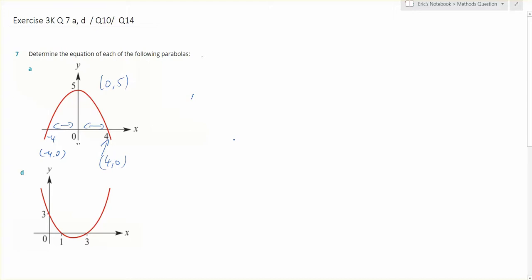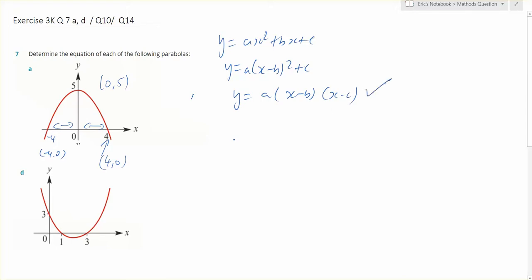Remember, when solving these equations, we can have 3 different forms to use. One is the polynomial form, x squared plus bx plus c. The turning point form, a(x minus b) squared plus c, or the factor form, a(x minus b)(x minus c). Now, the factor form is easy to use if we can use it. Can we use it? We have the two x-intercepts, so we have b and c.